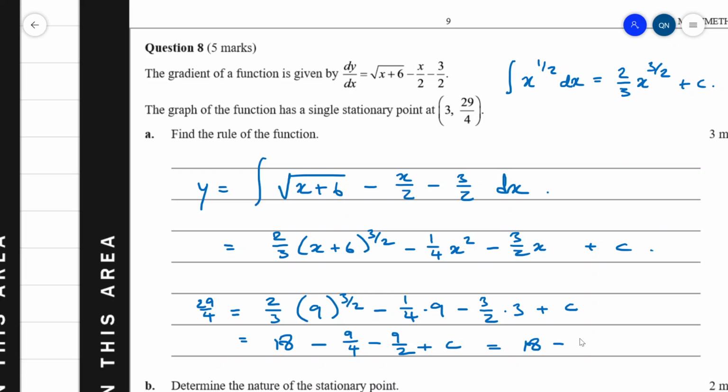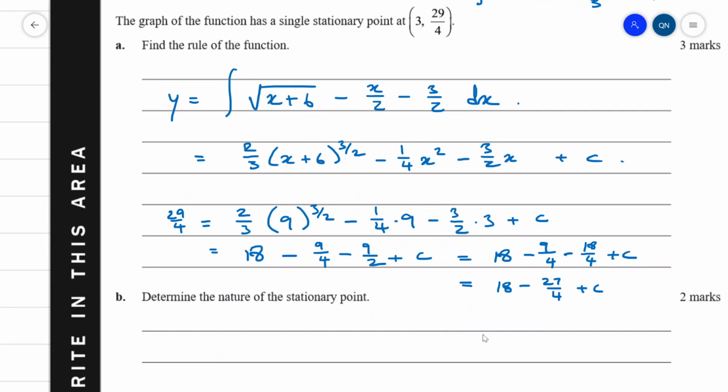We have negative. Let's write that 9 on 2 as 18 on 4, so we can combine it. So 9 on 4, then minus 18 on 4, plus c. This is very long here. So this is 18 minus 27 on 4, then plus c. How much arithmetic do they want us to do here? So 18, or maybe I'm just overcomplicating this, I don't know. This is equal to 18, what's 18 times 4? 18 times 2 is 36, so that's going to be 72 on 4.